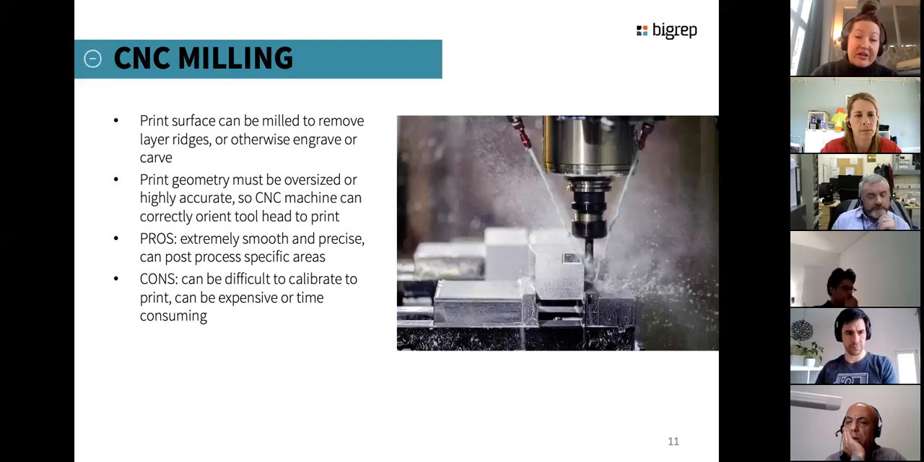The pros for it: it's super smooth, very precise, and you can post-process very specific areas. So it's one I would rarely recommend, but occasionally it could be interesting if, for example, I have this print and I just really need a certain edge to be super fine, super sharp, I could go in and CNC mill just a little section of it where that's important. Could be interesting.